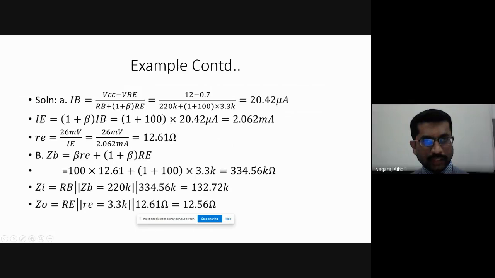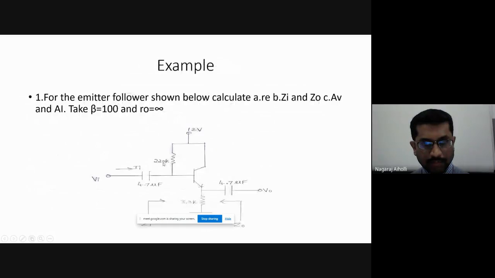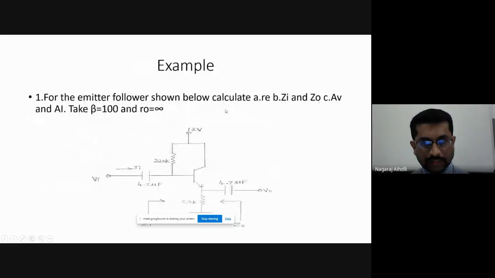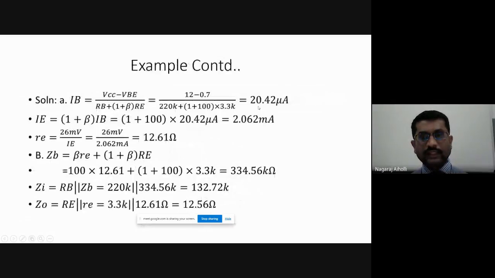Now we all know all these terms. VCC is 12 volts, VB is 0.7, RB is given as 220 kilo ohm. Just look into the circuit. RB, the base resistance, is 220 kilo ohm plus (1 plus 100, beta is 100) into RE, the emitter resistance, that is capital RE, 3.3 kilo ohms. If you simplify this, take it for homework, it will come out to 20.42 microamperes. Just solve this and compare your answers. You should get 20.42 microampere.